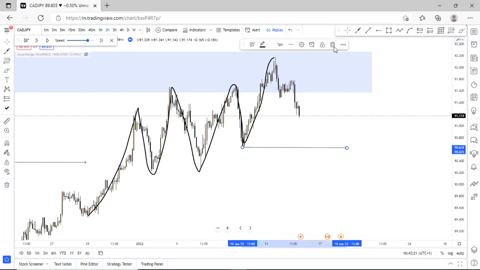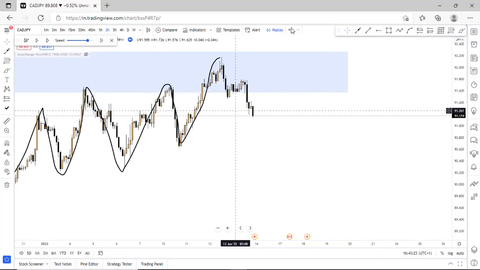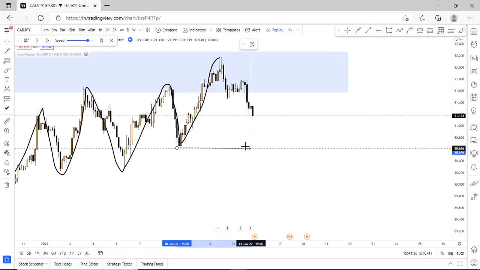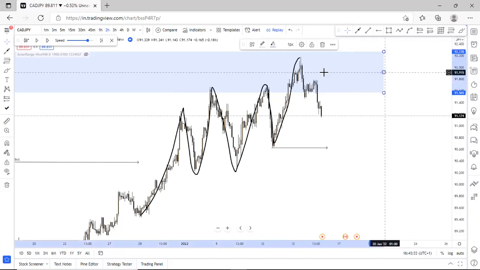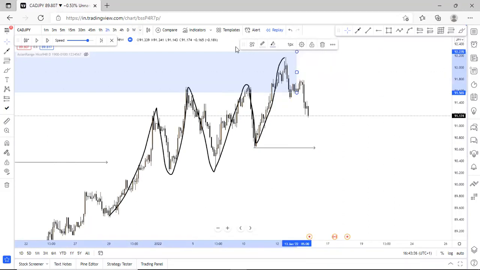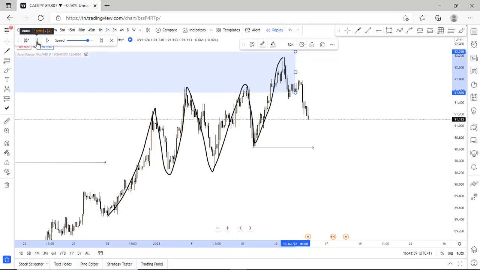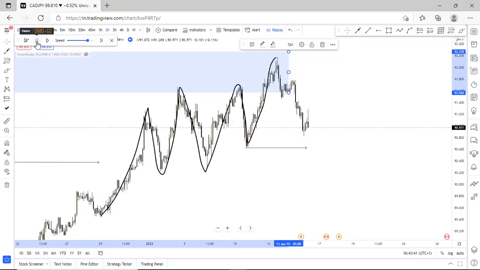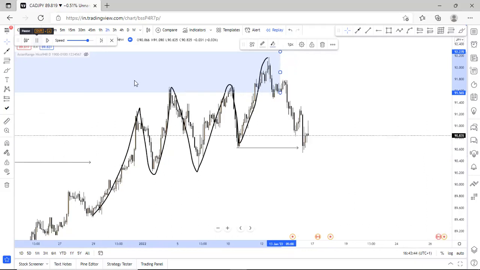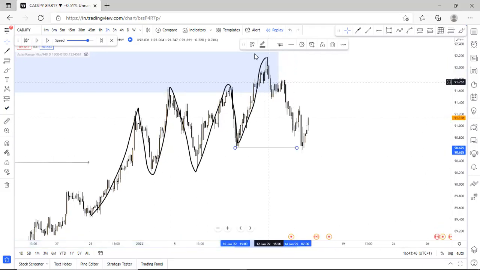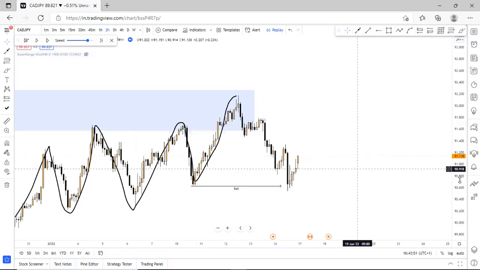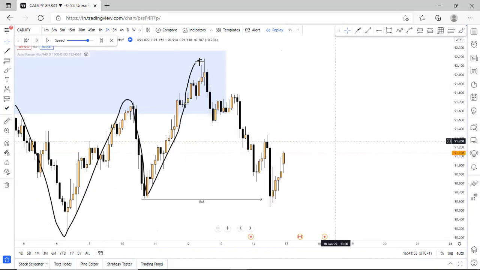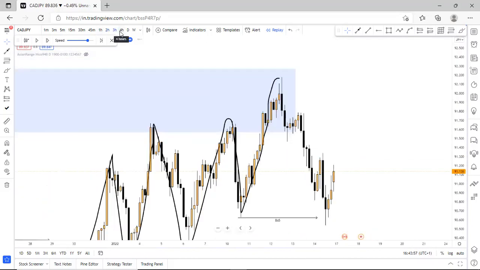We want to see this low being taken out. Once this low is taken out, we'll start looking for our supply zone to take our sell trade from. So let's play this market, and as you can see, the break of structure happened right here. This structure was taken out, indicating that we are going bearish. So at this point in time, we can start looking for our supply zone.